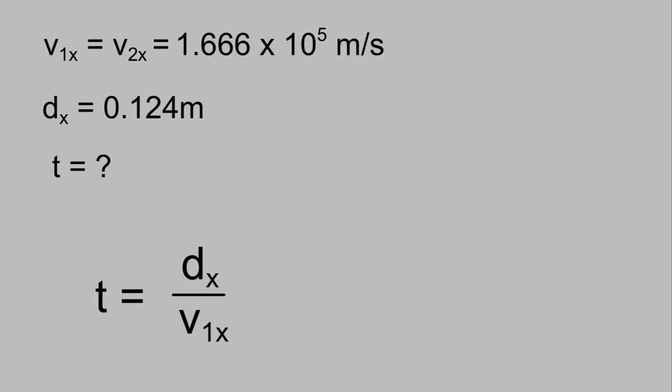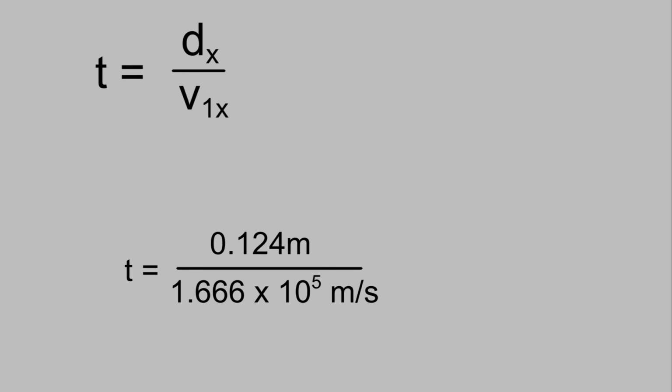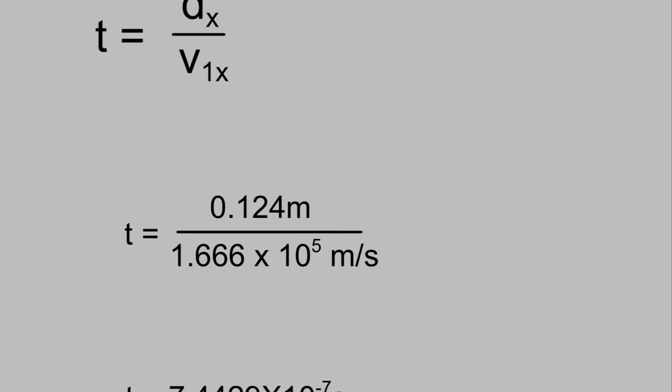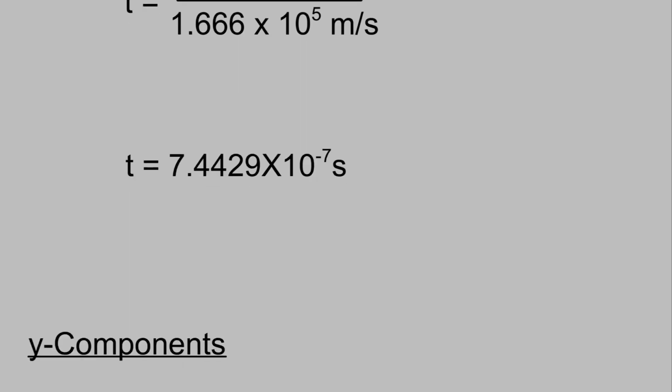Time is equal to distance over velocity. So 0.124 meters divided by 1.66 times 10 to the 5 meters per second gives us a time of 7.4429 times 10 to the negative 7 seconds. So that's how long the proton will be in between those parallel plates.